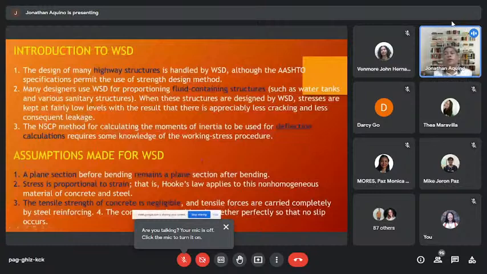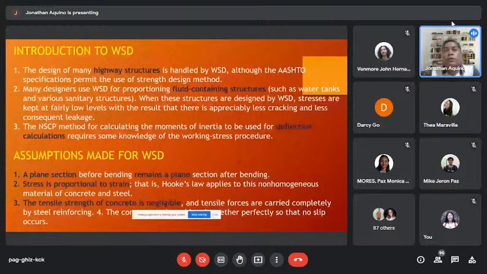The working stress design is mainly used in some highway structures, fluid containing structures, and in the determination of deflection calculation. Sa ngayon, more on strength design or the ultimate strength design na yung ginagamit natin sa concrete structures. But still, you can use the WSD in your projects.